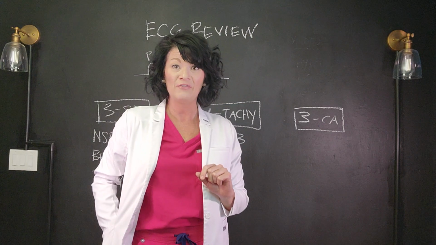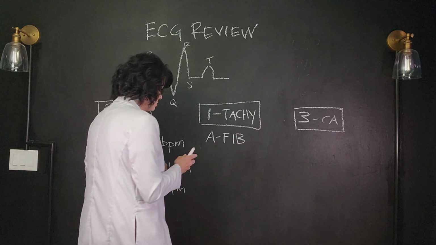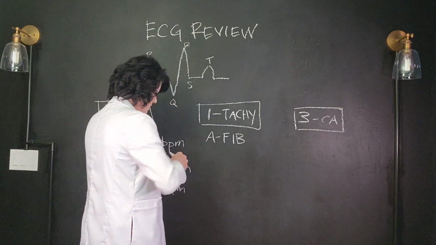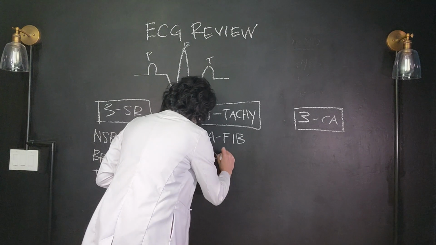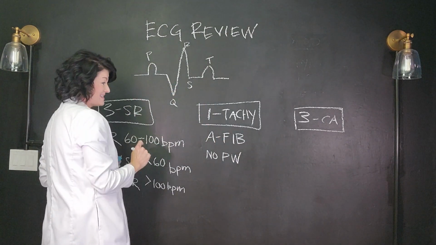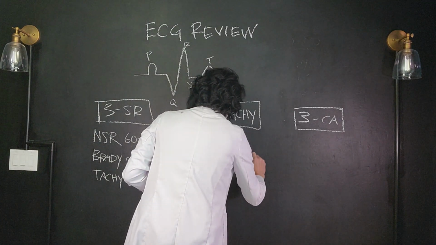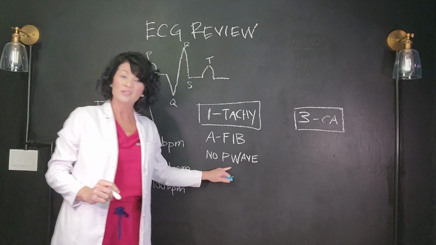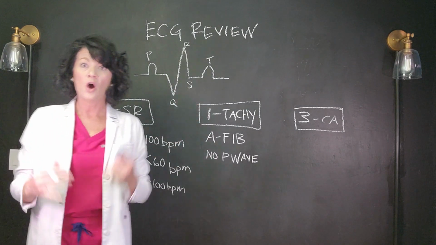But when it comes to AFib, we've already said that the atria are quivering, they're not contracting. So guess what AFib doesn't have? AFib has no discernible P wave. Okay? So we have no P wave, because again, this represents the atria contracting. That is not happening in AFib. So no P wave.